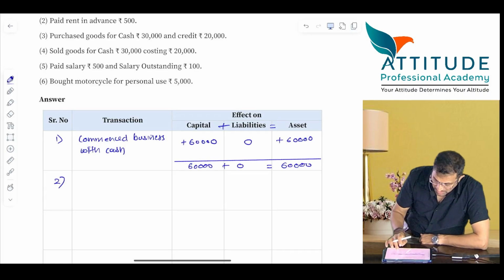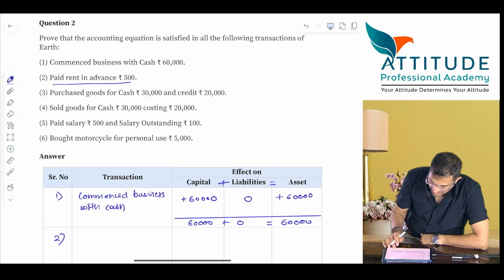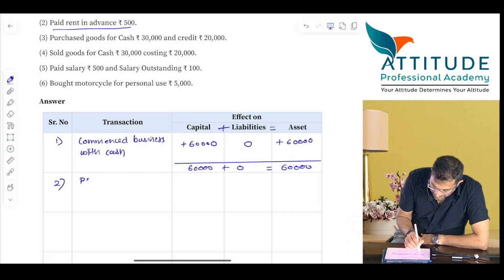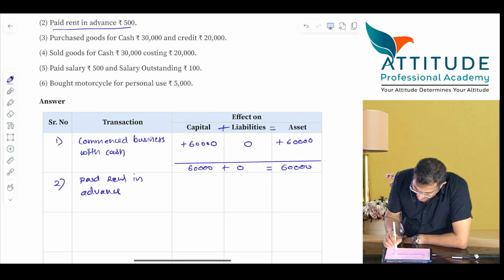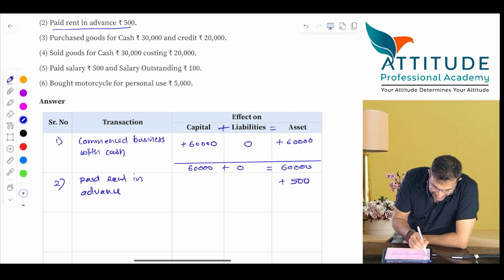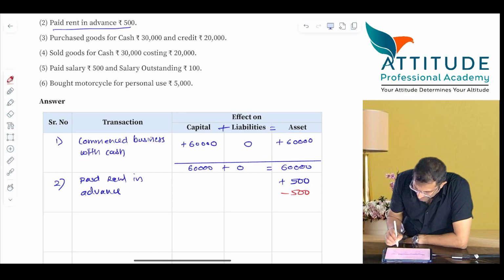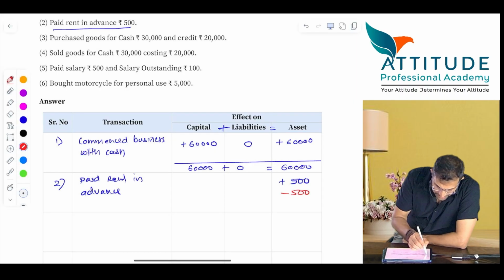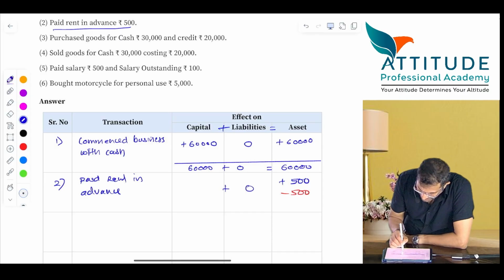I'll first help you out. Tell me the second one. Paid rent in advance. Now when you pay anything in advance, it is an asset. So asset increases by 500. If it is paid, cash reduces by 500. So this is minus 500. Now if I put the equation, definitely this is 0. Either side is 0.